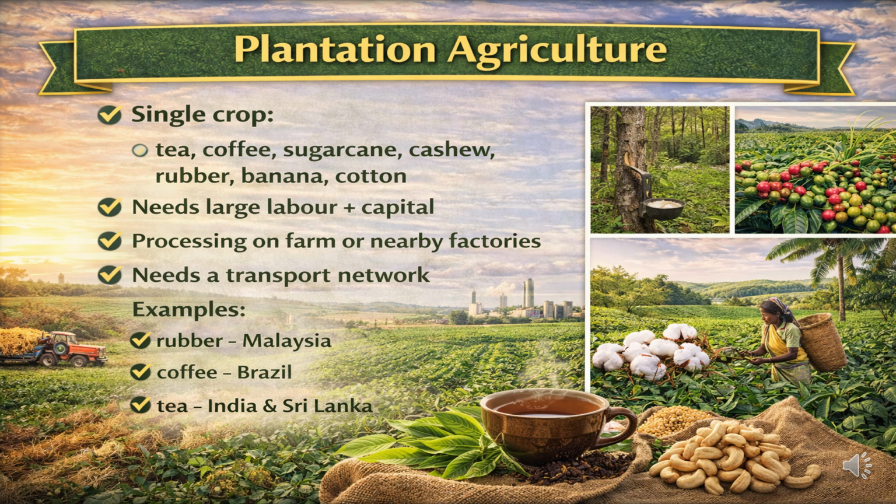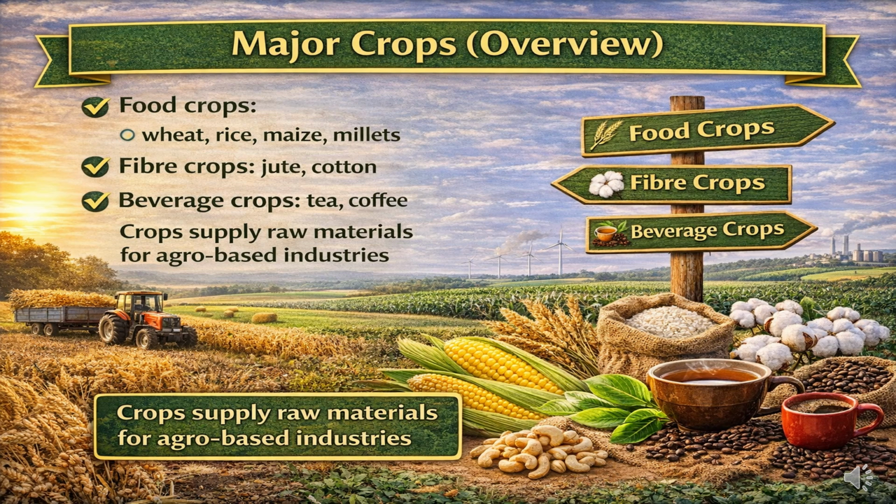Now that we understood commercial farming, let's explore the major crops of the world. Crops can be grouped into 3 main categories: food crops like wheat, rice, maize, millets; fiber crops like cotton and jute; beverage crops like tea and coffee. These crops are not only used for food. Many crops also supply raw materials for agro-based industries like textile industries, sugar factories, tea factories, and more. Now let's start learning each crop one by one.